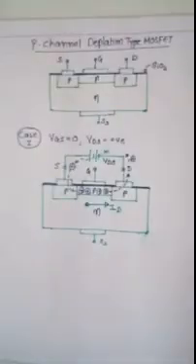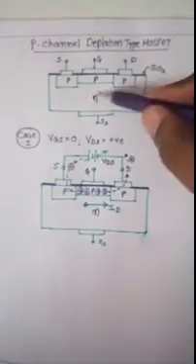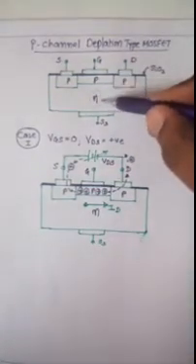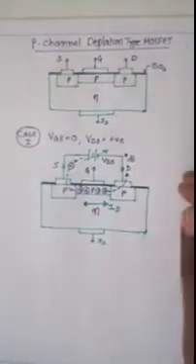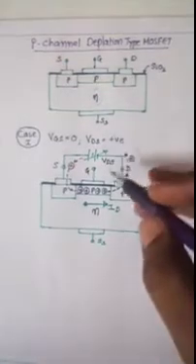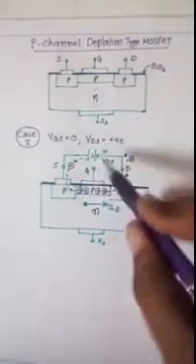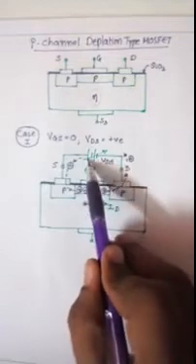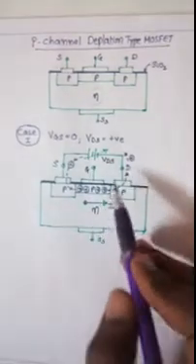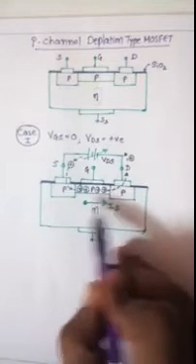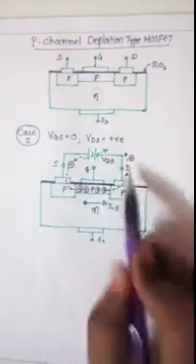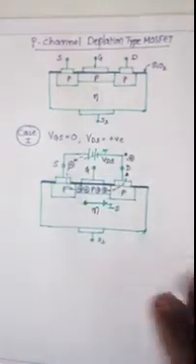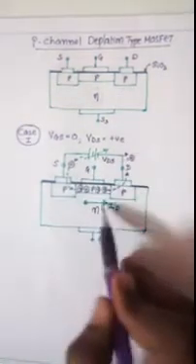Now the second one, in the same way, is the P channel depletion MOSFET. The difference is that here the substrate is N instead of P, and the channel is P instead of N. The supply voltage between drain and source will also be reversed. Here are the negative and the positive. The majority charge carriers are holes, and these holes are attracted this way, so the current will flow this way.